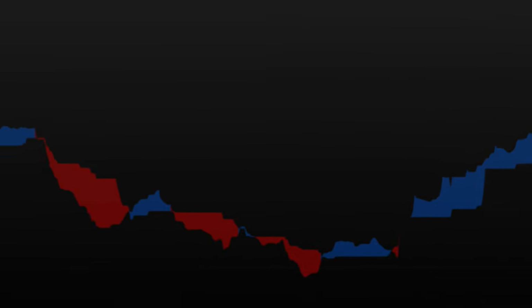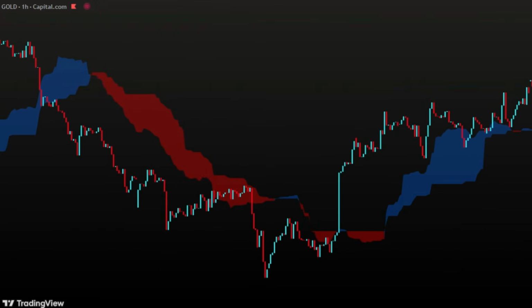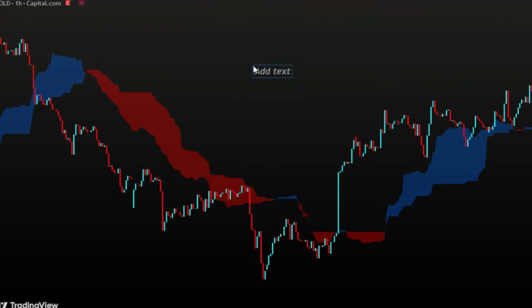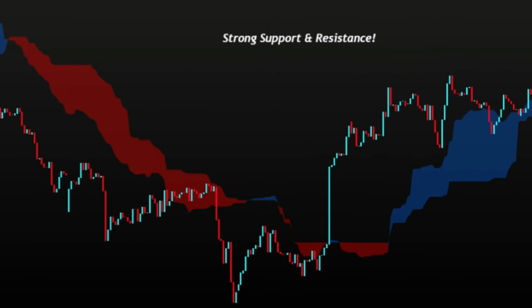The Ichimoku Cloud can actually solve our fake breakout problem, because just like the previous indicator, it acts as a strong long-term support and resistance level.